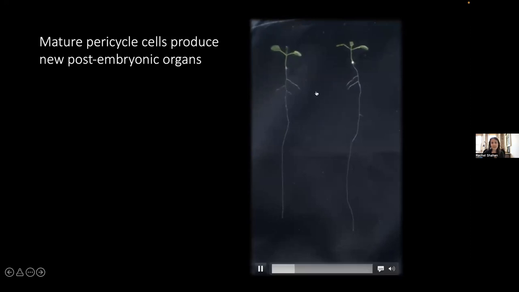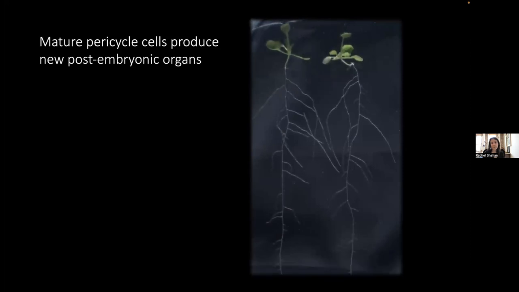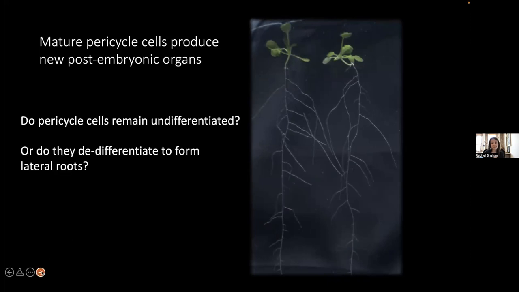In this video, you can see seedlings developing. The lateral roots are extending here at the top. And then if you watch over time, new lateral roots will form and extend further and further down the root. I think this is particularly interesting from the perspective of the pericycle, because even though lateral root development has been studied, there are still a lot of questions in the pericycle itself. In particular, do pericycle cells remain undifferentiated, even where lateral roots are forming in mature parts of the root, or do they actually mature and then de-differentiate to form lateral roots? And how is this controlled?